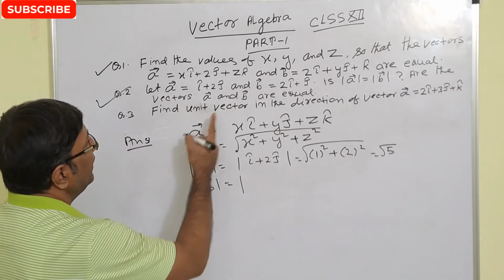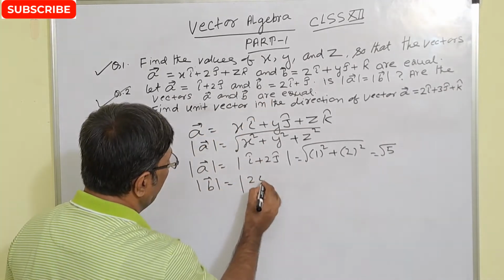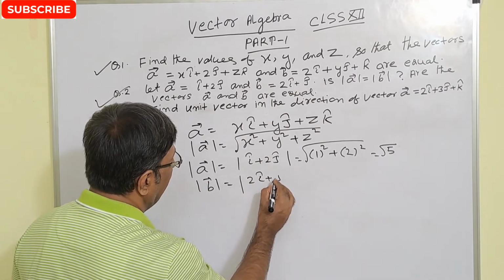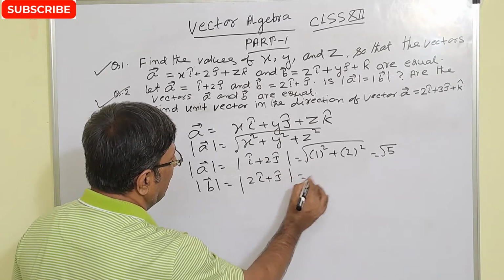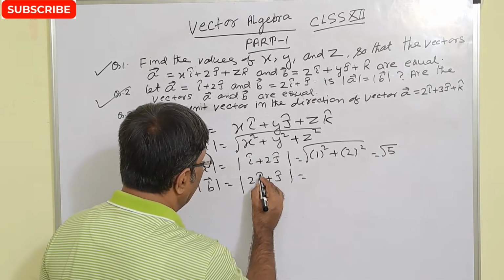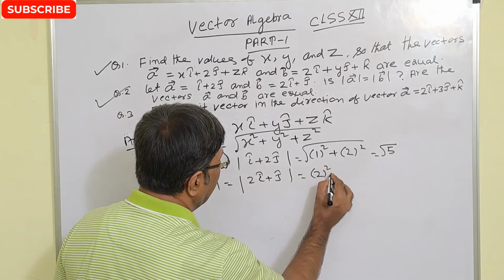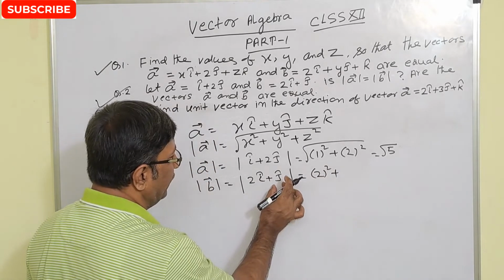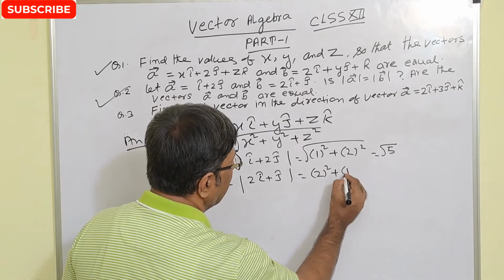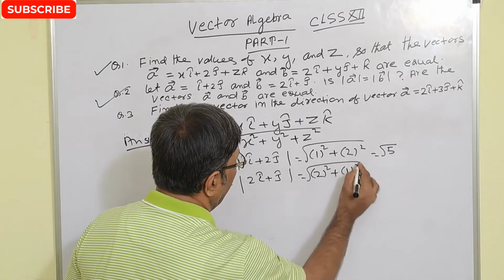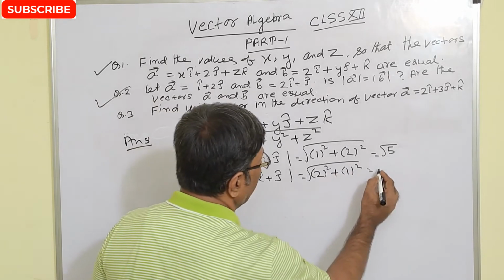B vector is given here: 2 unit vector i plus unit vector j. So coefficient of unit vector i is what? 2. So this is 2 square. Similarly, coefficient of unit vector j is 1. So this is 1 square. Now this is root under 2 square plus 1 square, that is root 5.